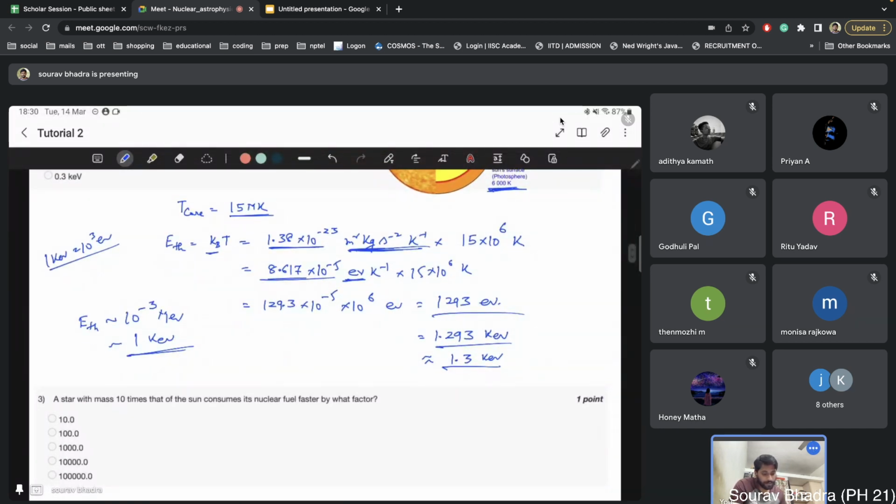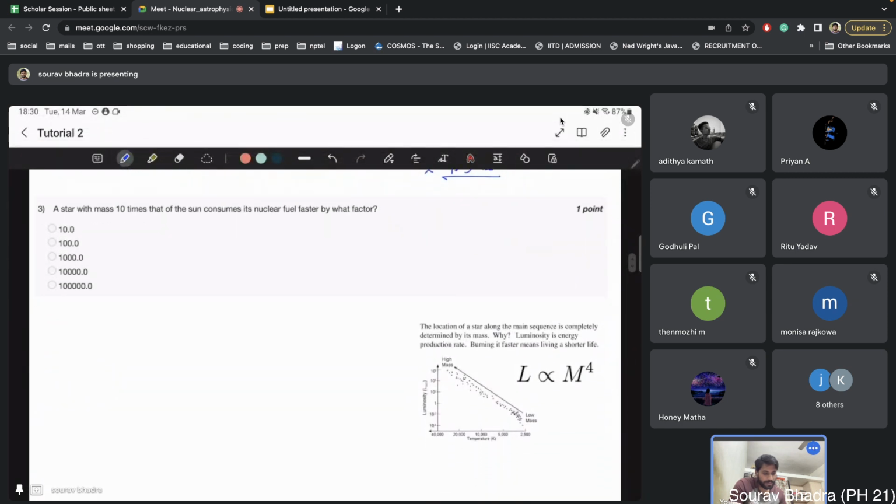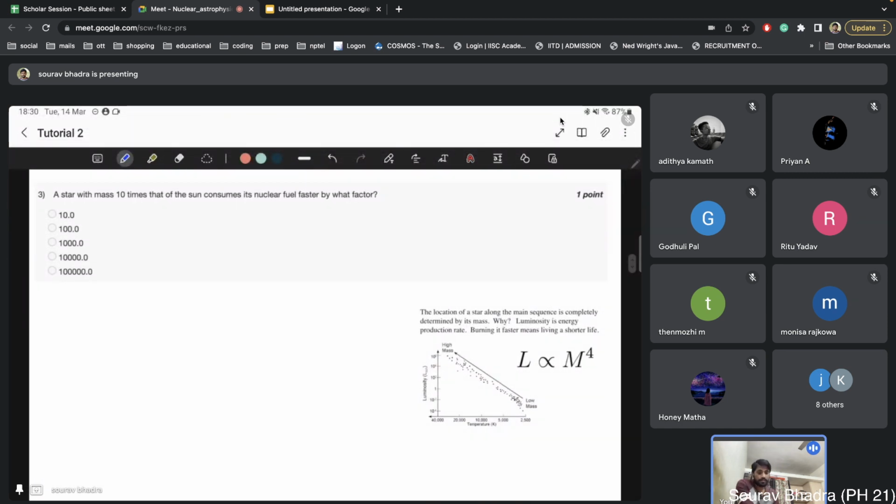Now I will go to question number 3. Here it was an interesting question: the star with mass 10 times that of the Sun. Up to here, is there any question? Okay, then coming to question 3: a star with mass 10 times that of the Sun consumes its nuclear fuel faster by what factor?